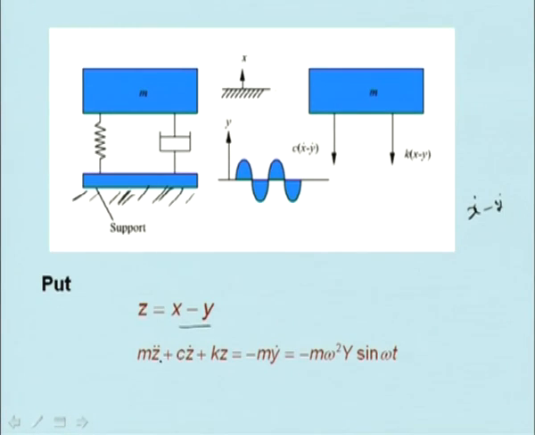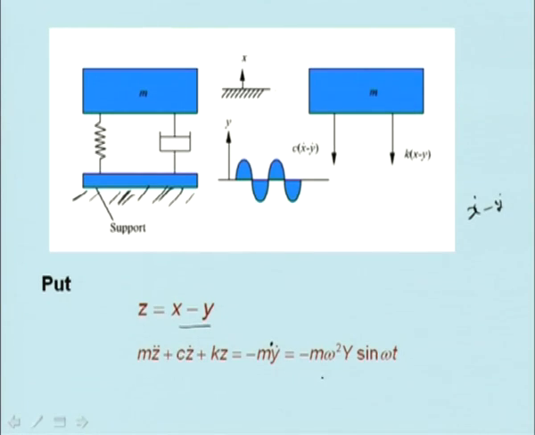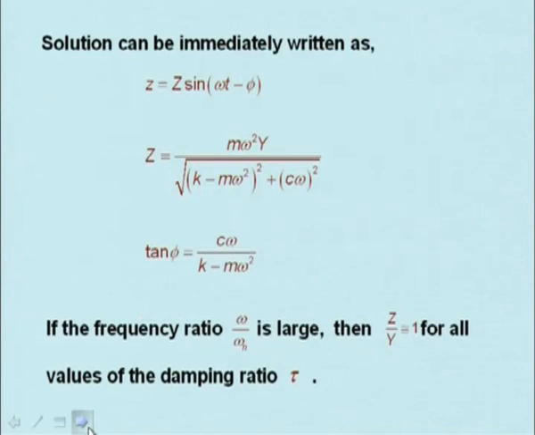So therefore it becomes m z double dot plus c z dot plus k z is equal to minus m y double dot. If we assume that the support is being excited by y is equal to Y sin omega t, then this is minus m omega square Y sin omega t. So you are getting this thing, and the solution can be immediately written as z is equal to Z sin(omega t minus phi).